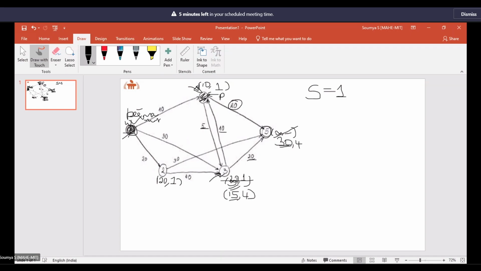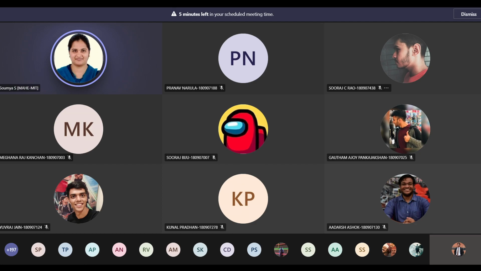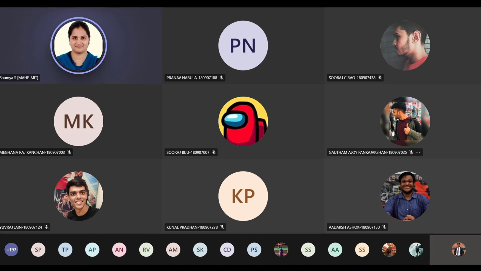Right? The same is what we are going to use in this example. Let us go on looking at the example, and I will also try to explain those steps.